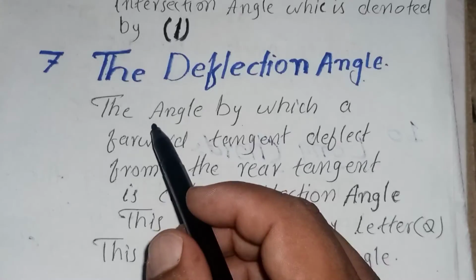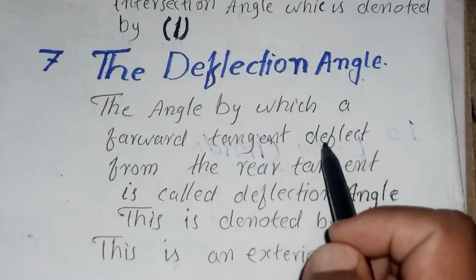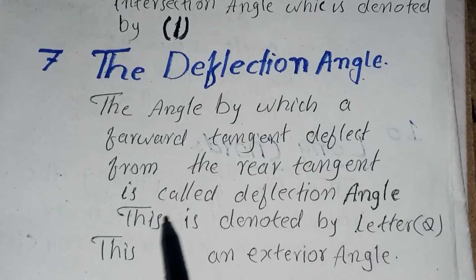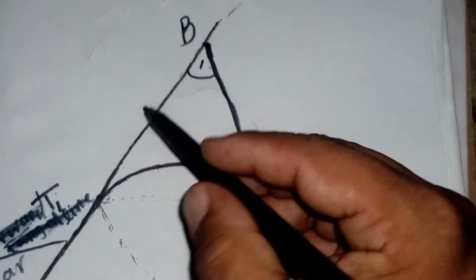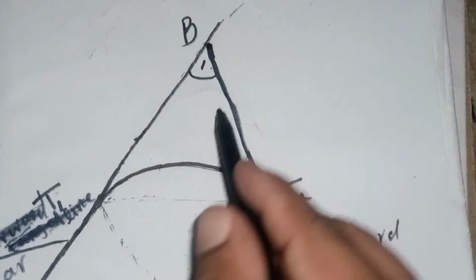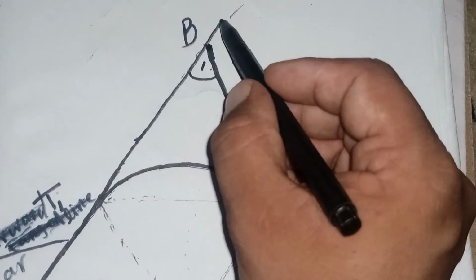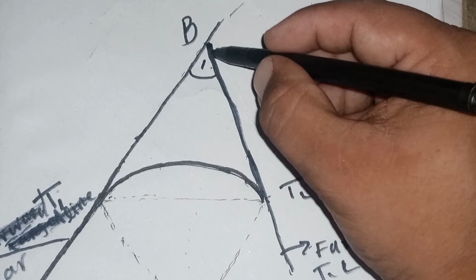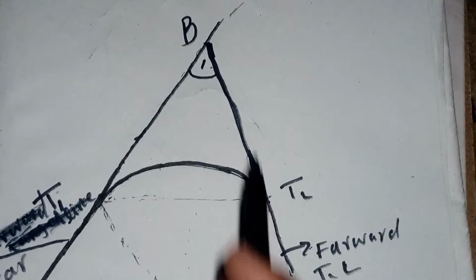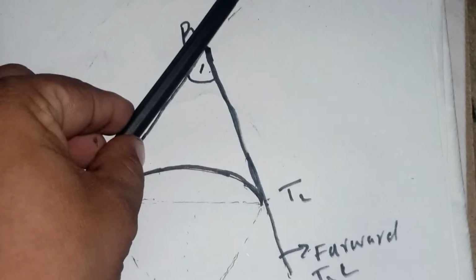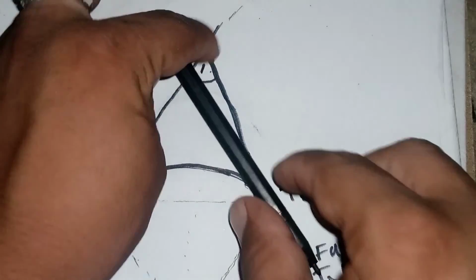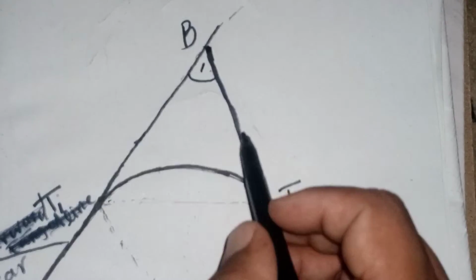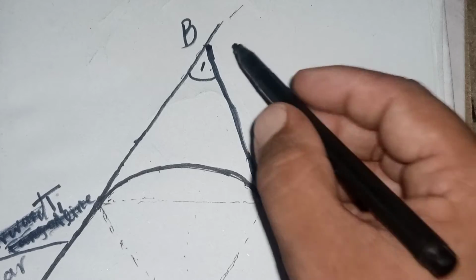Seventh number, deflection angle. The angle by which a forward tangent deflects from the rear tangent is called deflection angle. This is denoted by letter theta. This is an exterior angle. So we can see here that this is a rear tangent, and the forward tangent deflects from this rear tangent and makes an angle.